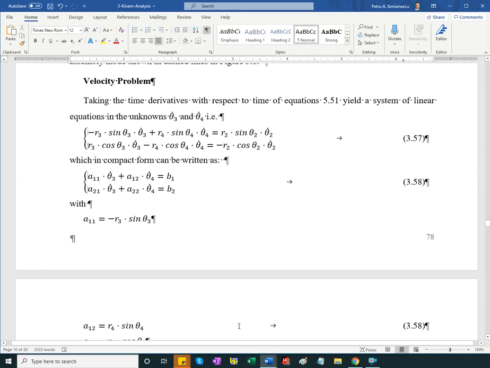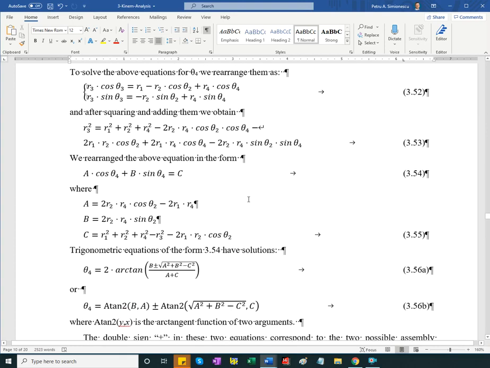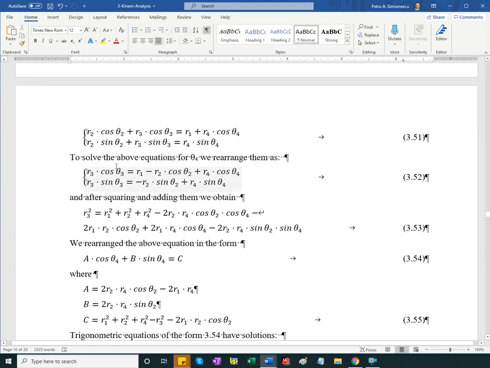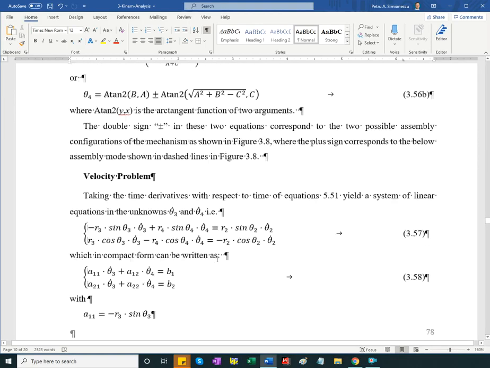Okay, for the velocity problem, we need to have the position problem fully solved. And that is, we need to go back and solve for theta 3 off this equation. You take the ratio, apply arctangent, and you find theta 3 from these two equations once theta 4 is known.